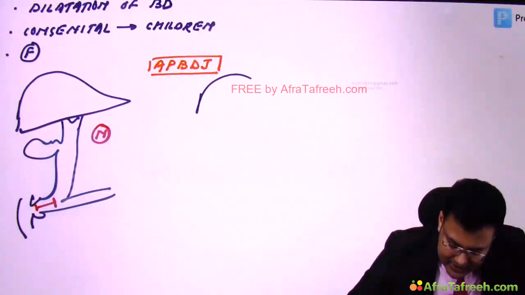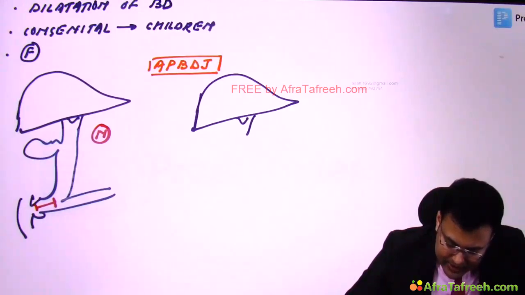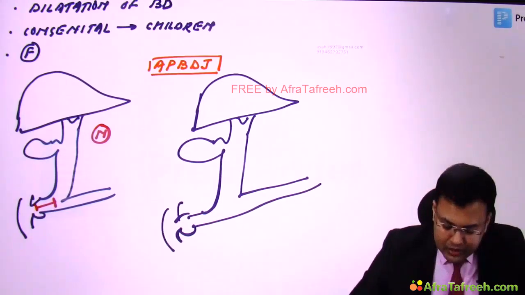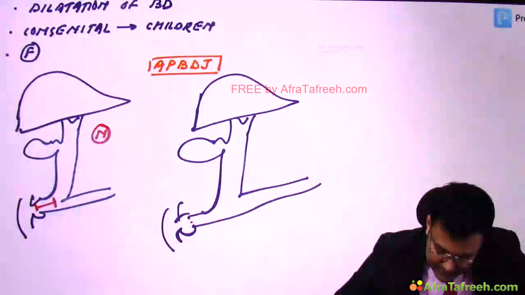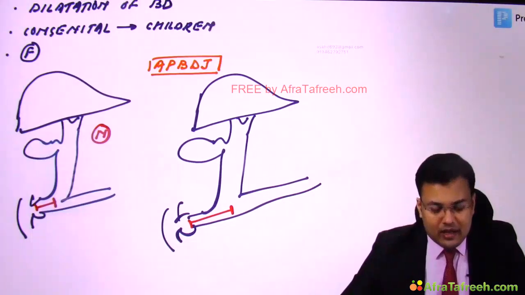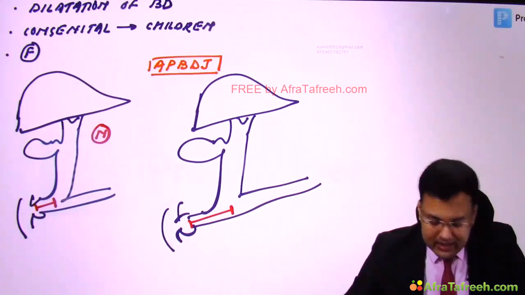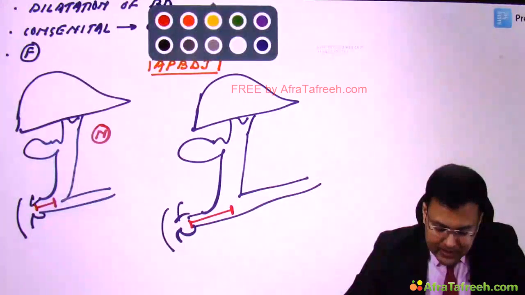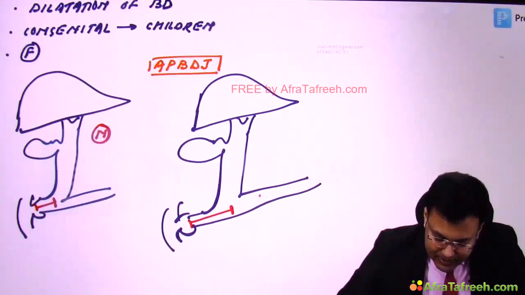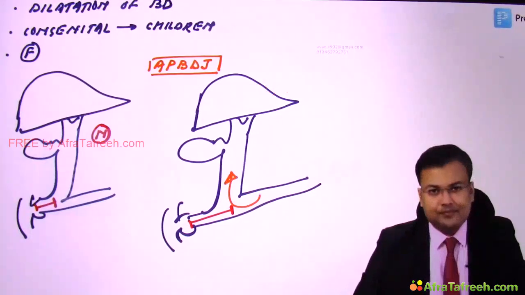Now see the second diagram. If you see this second diagram, what you can make out here, see, the length of the common channel is very long. So here it's a long common channel. Now the problem which will occur in this case, because of this abnormal pancreatico-biliary duct junction, is reflux of pancreatic juice into the bile duct.